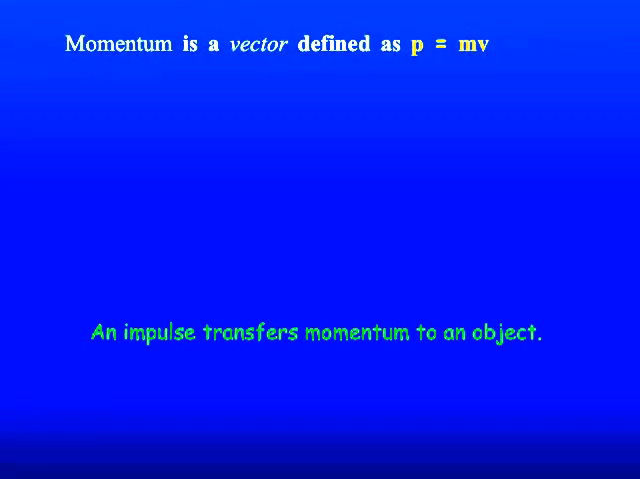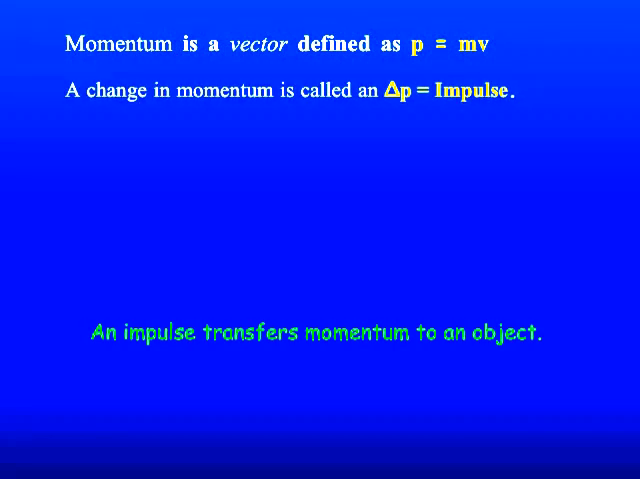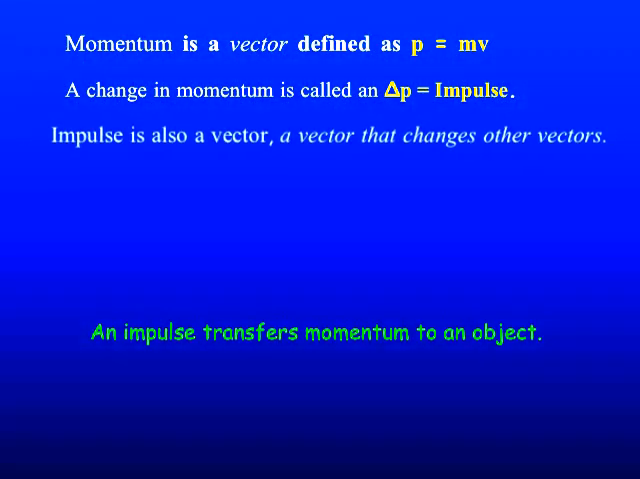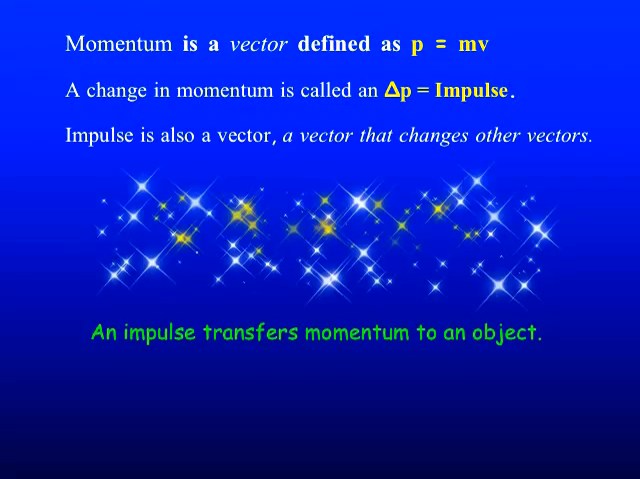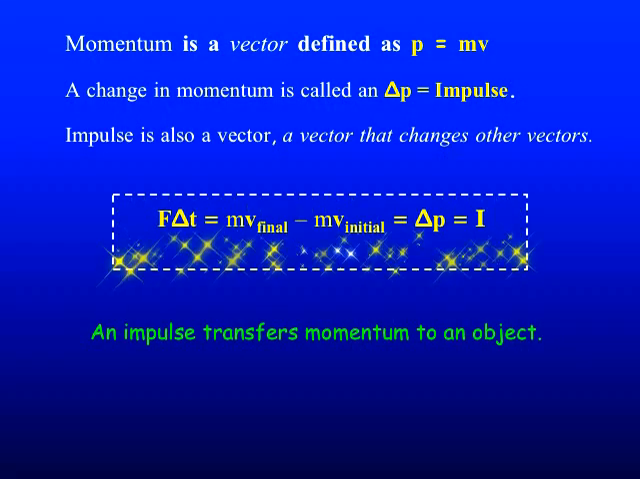A transfer of momentum to an object is what we call an impulse, a delta P. Momentum is a vector. A change in momentum is also a vector, which we give the name impulse. The change in momentum is termed impulse. Impulse, therefore, is a vector that changes other vectors. This is the impulse momentum theorem.